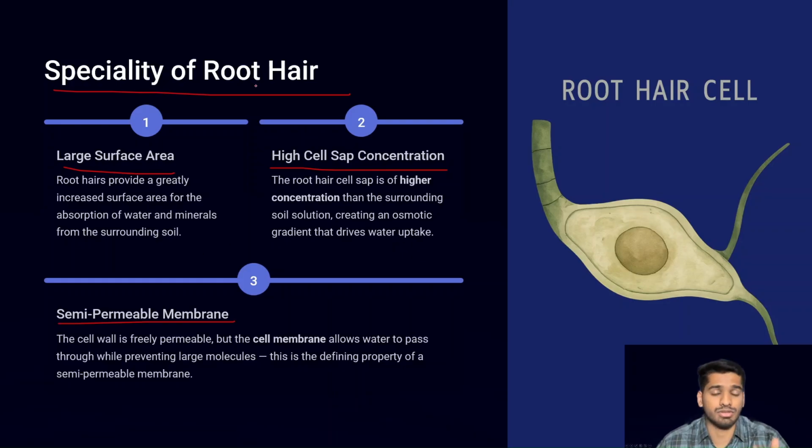And the third one, your root hair is nothing but a plant cell. It is going to have a cell wall as well as a cell membrane, in which the cell wall is freely permeable. It is going to allow everything. But your cell membrane is selectively permeable. It is going to allow substances like water and some other substances. It is not going to allow larger molecules to pass through it. So these were the specialities of your root hair.